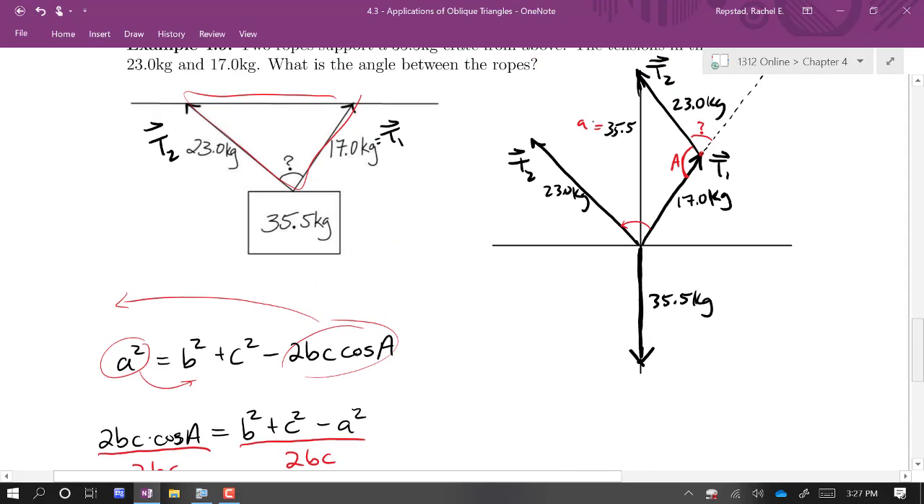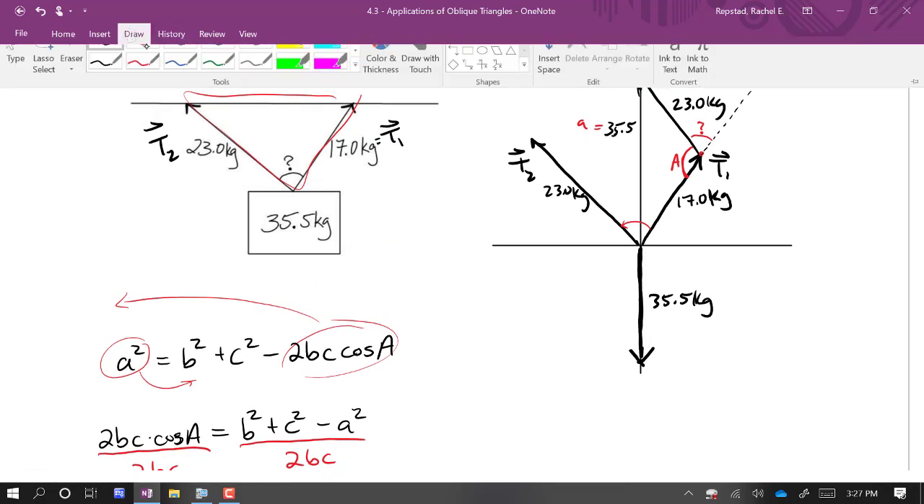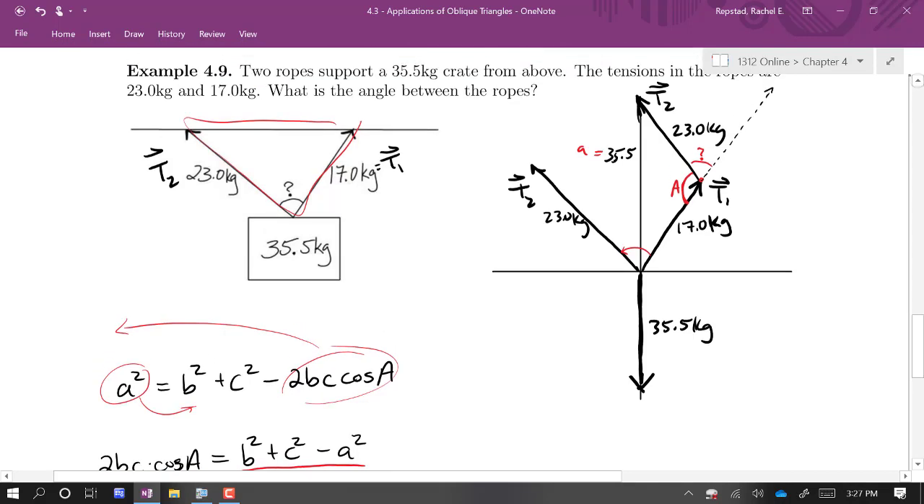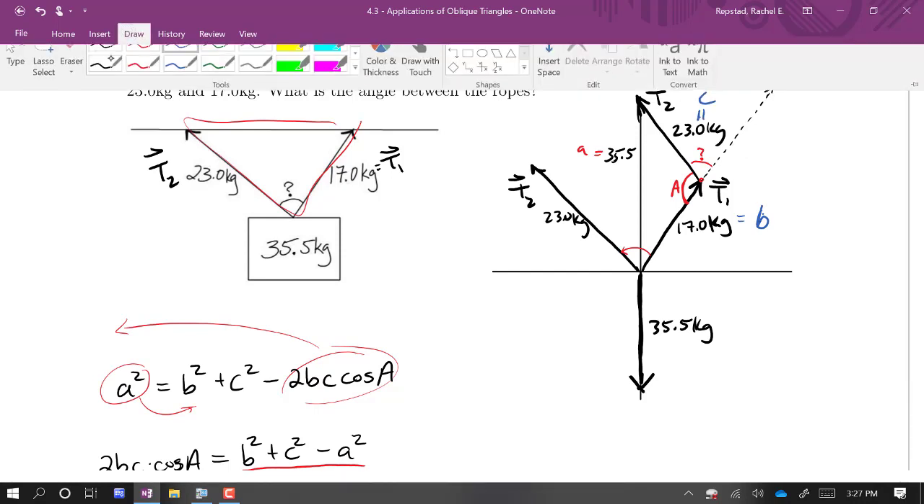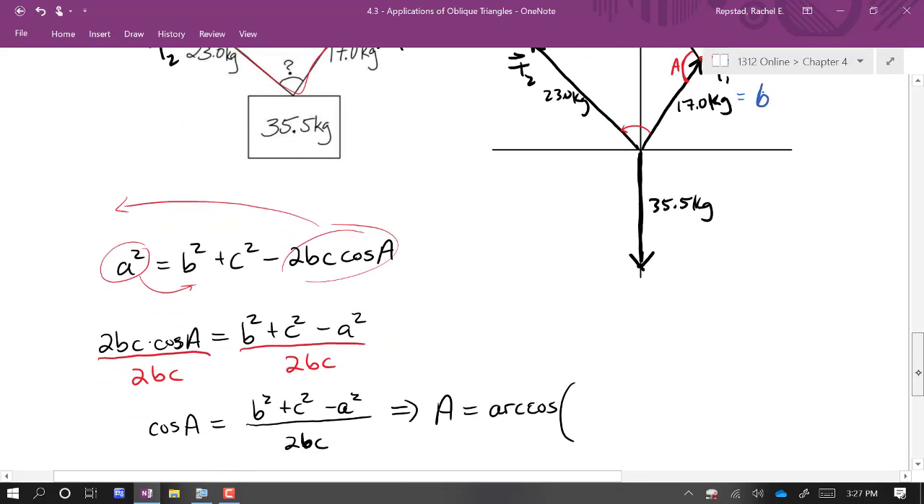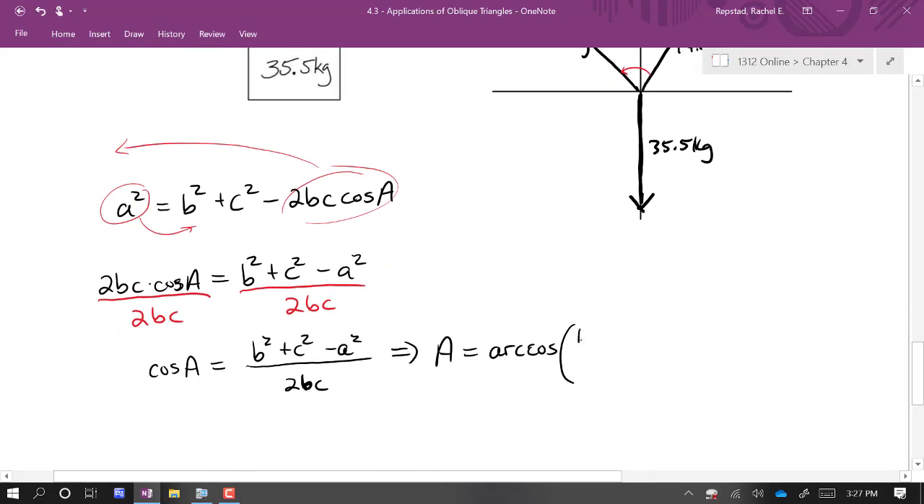So now I'm going to go ahead and put in those values. I know that side A is 35.5, and the sides B and C don't matter. I'll call side B the 17 kilogram, the T1 side. And side C will be the 23 kilograms. So we have 17 squared plus 23 squared minus 35.5 squared all over 2 times 17 times 23.